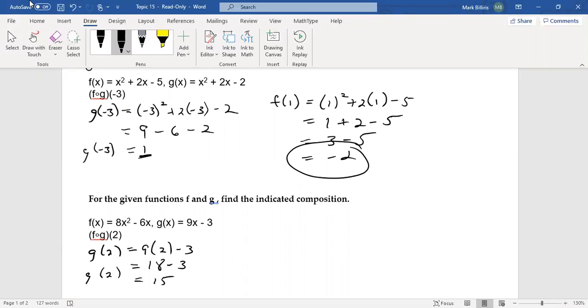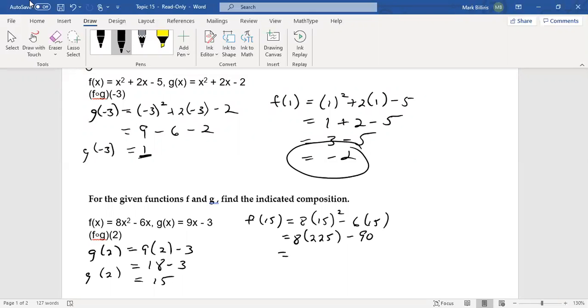Now we take that answer, working again from right to left, since we found g of 2 to be 15, we're now finding f of 15. So in your calculator, you have 8 times 15 squared minus 6 times 15. So again, the 15 is replacing the x in the f function. So this gives us 8 times 225 minus 6 times 15 is 90.